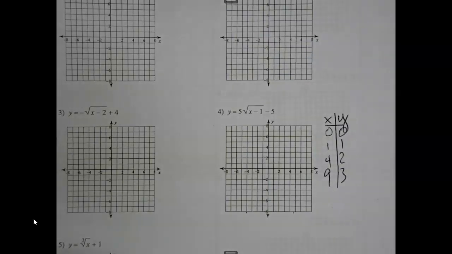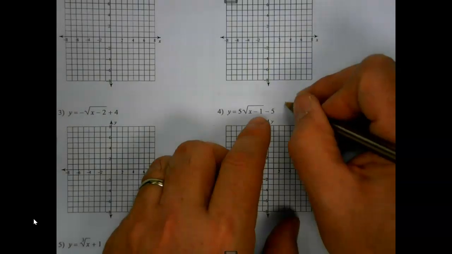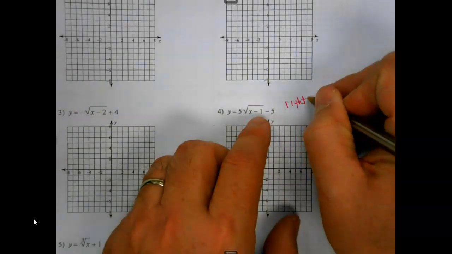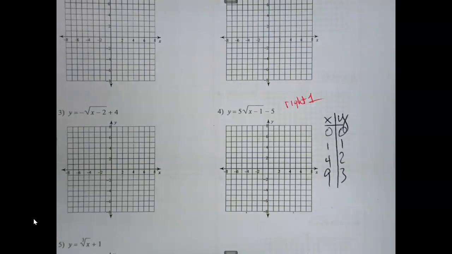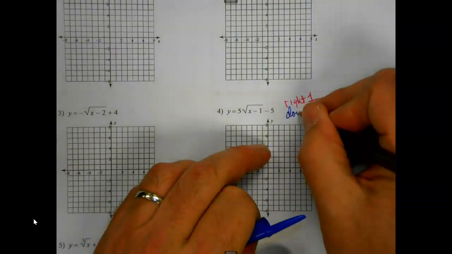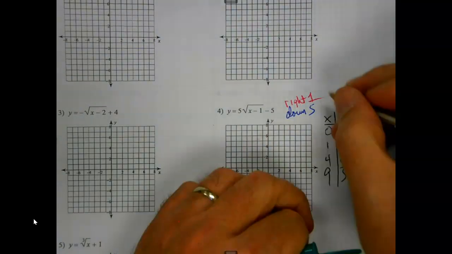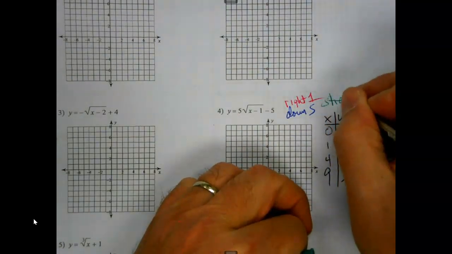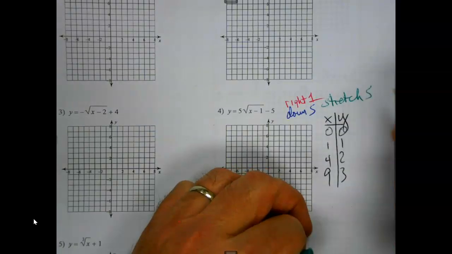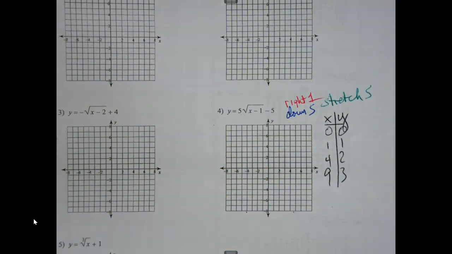Okay? But there's a lot going on this time. Because this time, oh my gosh, what do we have working? We're going right 1. We're going down 5, this one. And we're going to be stretching vertically by 5. So here's the 2 ways that we talked about tackling it before. It is completely up to you how you want to do it.